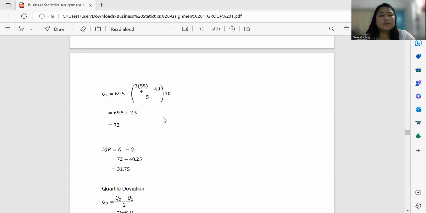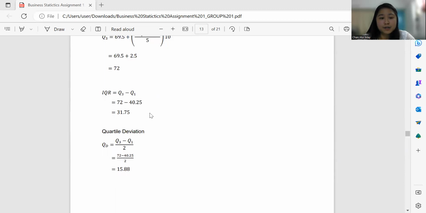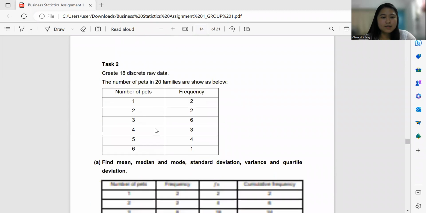After we find the answers for Q3 and Q1, we find the interquartile range, IQR. So the formula is Q3 minus Q1. After you get the IQR, the quartile deviation formula is (Q3 minus Q1) divided by 2. So for example, my answer for IQR is 31.75, divided by 2 is 15.88. This is our quartile deviation.